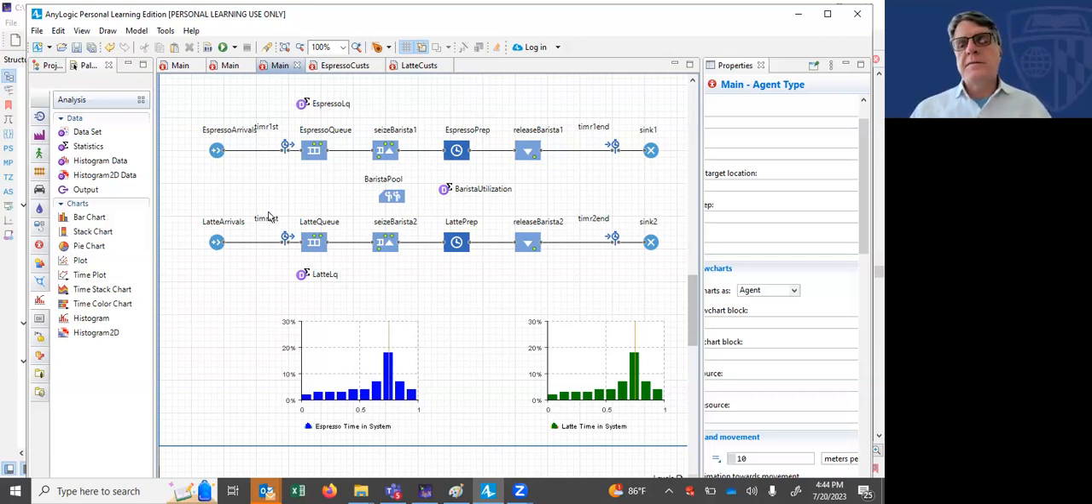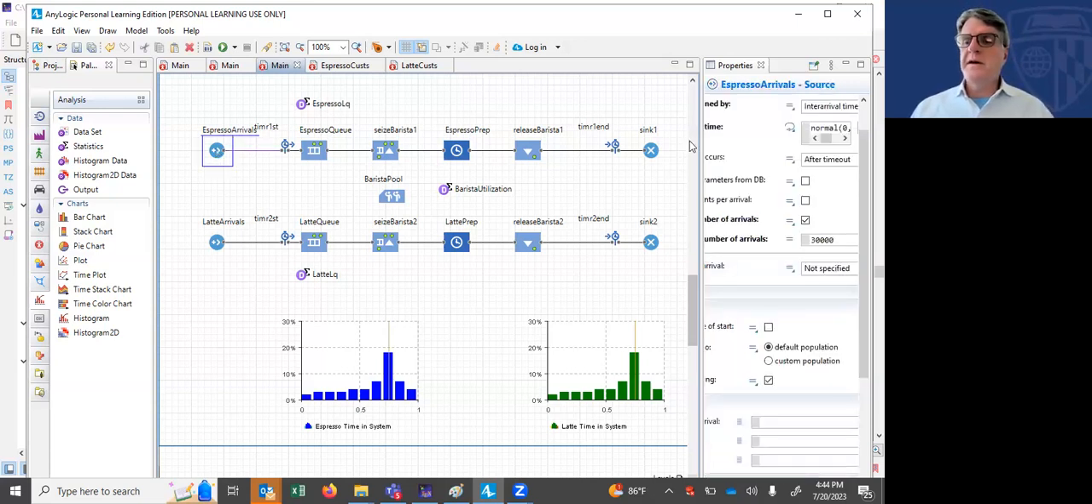Okay, so the way this is laid out is you can see that espresso arrivals are going to run through this top sequence of blocks, and then the lattes are going to run through the second sequence of blocks. What connects these is a barista pool. There are two baristas serving these two streams. So this is essentially conceptually identical. So I'm just going to go through the espresso arrivals.